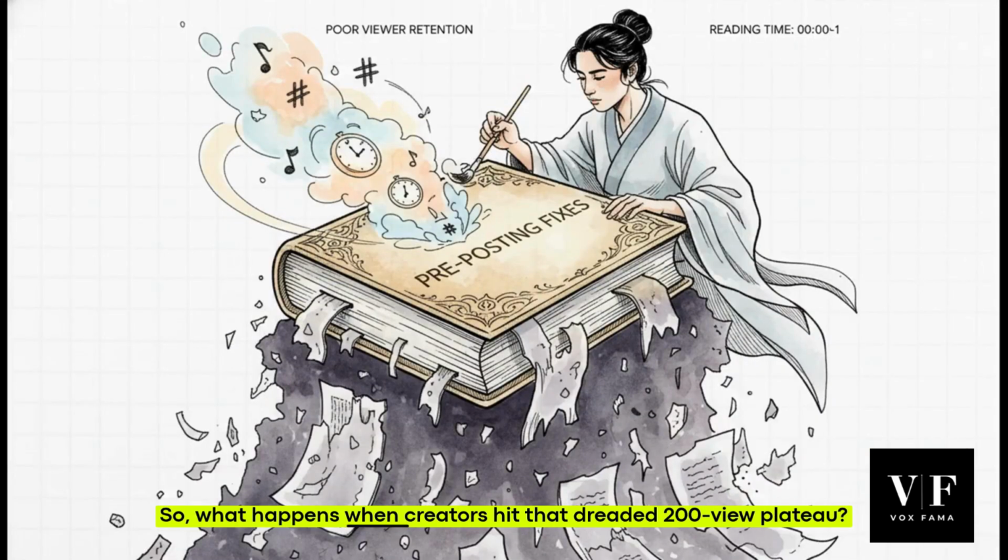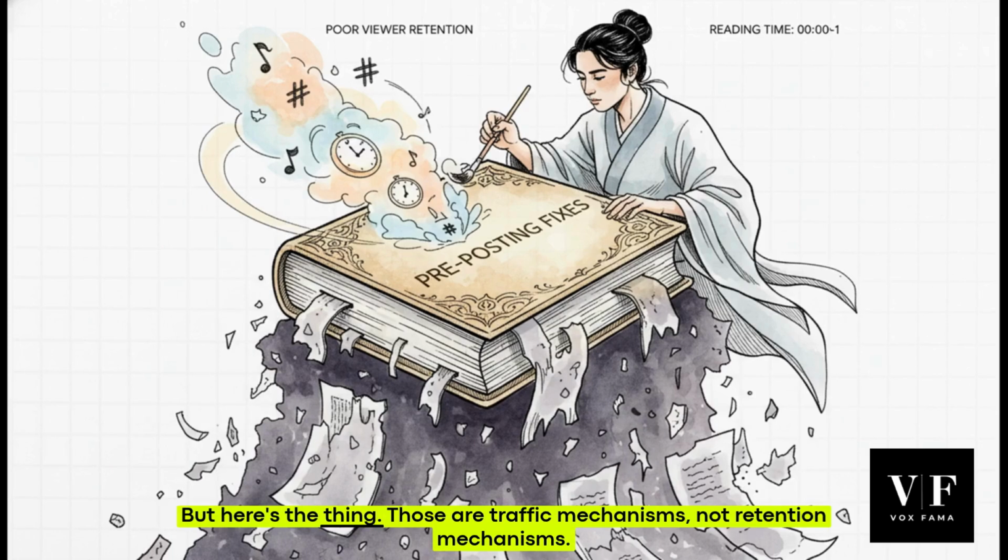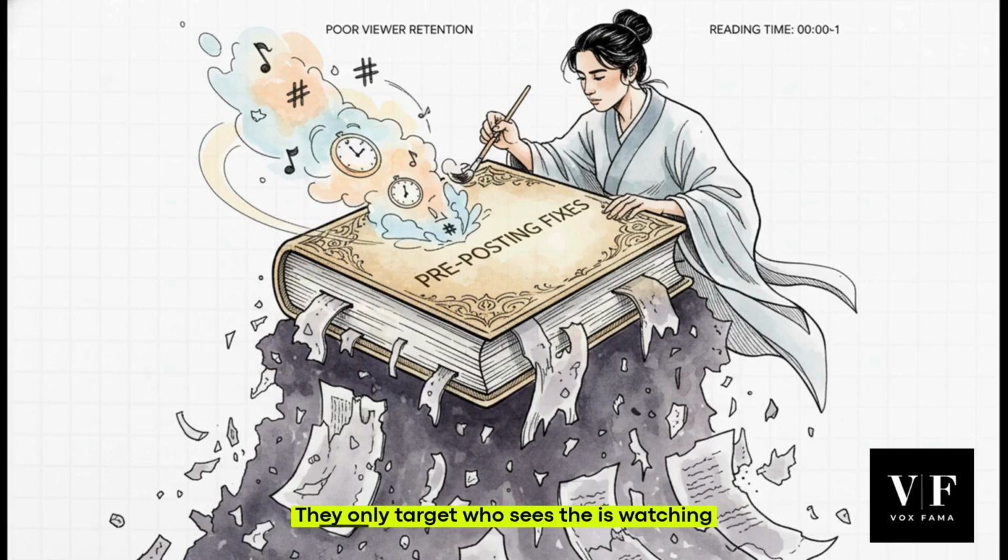So what happens when creators hit that dreaded 200 view plateau? Well, they usually try fixing it by swapping to a trending audio, right? Or they obsess over rotating hashtags, tweaking their posting times, or slapping on flashy text overlays. But here's the thing. Those are traffic mechanisms, not retention mechanisms. They only target who sees the reel going in, not what those viewers actually do when they're watching it. Look, if a reel loses 60% of its audience at second 6, it is going to lose them at second 6, no matter what trending track is playing in the background.